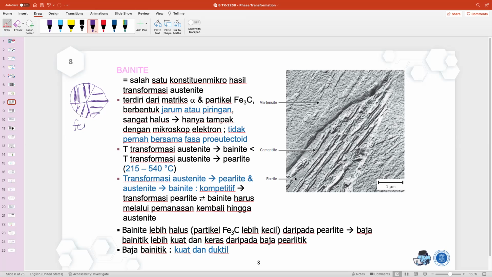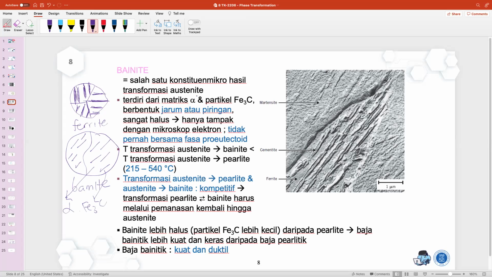So this is ferrite. However, in bainite, it has a different microstructure, where, if this is the grain boundary, for example, it looks like just some plates, topi ringan, if you take a cross section, and the plates are discontinuous. It's not continuous. So this is the Fe3C, and the matrix, or dasarnya, is this alpha.